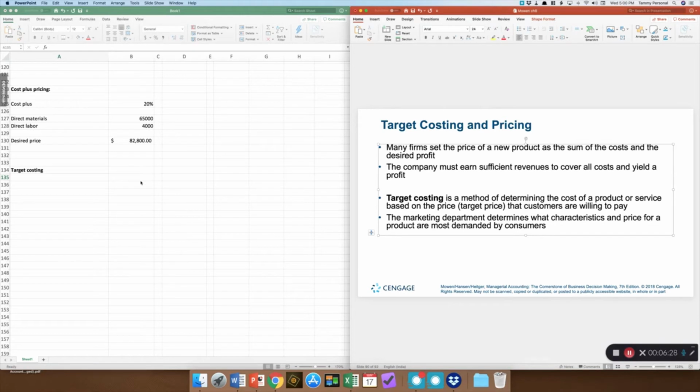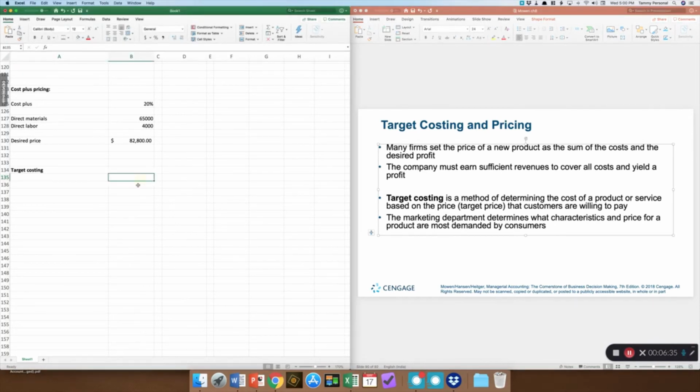With target costing, you start with the price and then you figure out how much your costs need to be, and you go back in and figure out how you can build something at the cost that will allow you to get the profit you want at a price that customers are willing to pay.